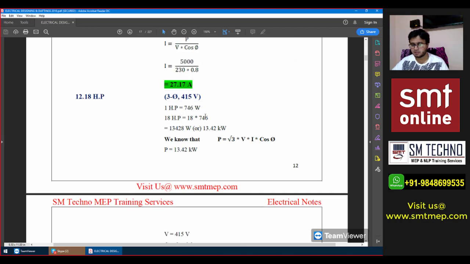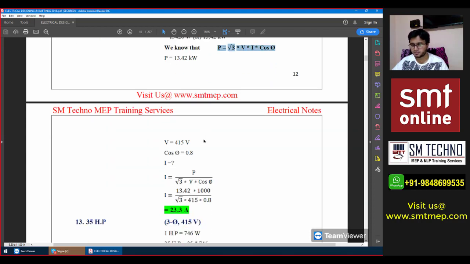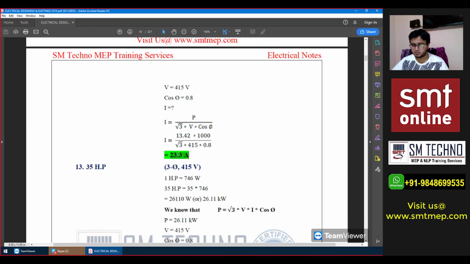Again 18 HP. 18 multiplied by 746 will give you 13.42 kilowatt, again more than 5 kilowatt. So the 3-phase formula, P equal to root 3 VI cos phi, is used. Based upon that we got a current of 23.3 amps.